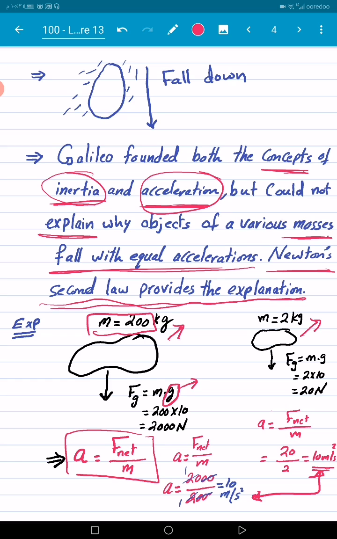Mass with 200 kilogram falls in free fall, and another mass with 2 kilogram. Both of these two reach the ground with the same amount of acceleration. They will fall to the ground at the same time.